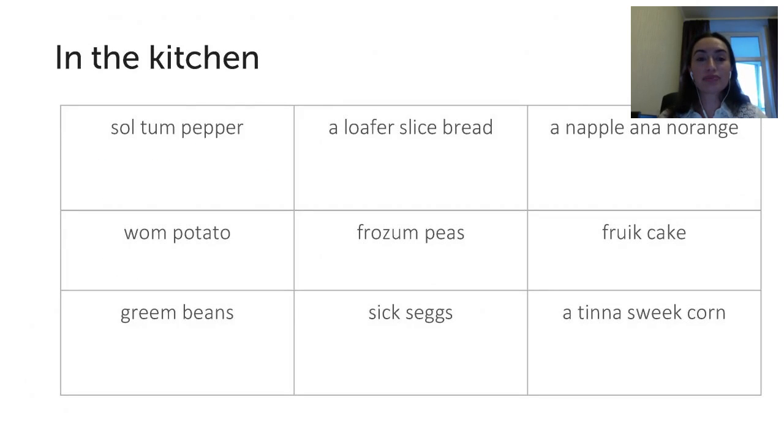Let's get some practice. Again, you can read it out loud to yourself and read what's in the kitchen. Salt and pepper, a loaf of sliced bread, an apple and an orange, one potato, frozen peas, fruit cake, green beans, six eggs, a tin of sweet corn. If a bit faster. Thank you. So first slow, then a bit faster.